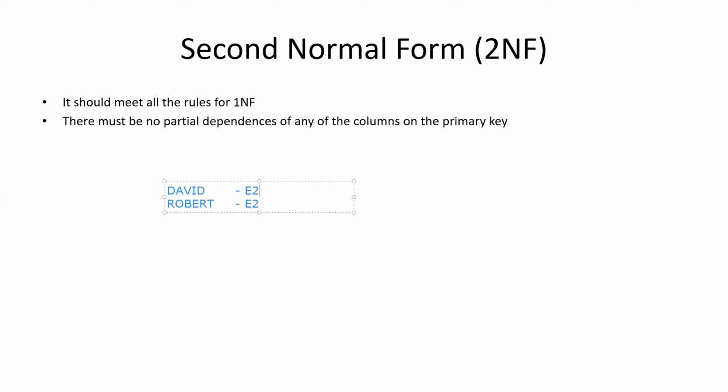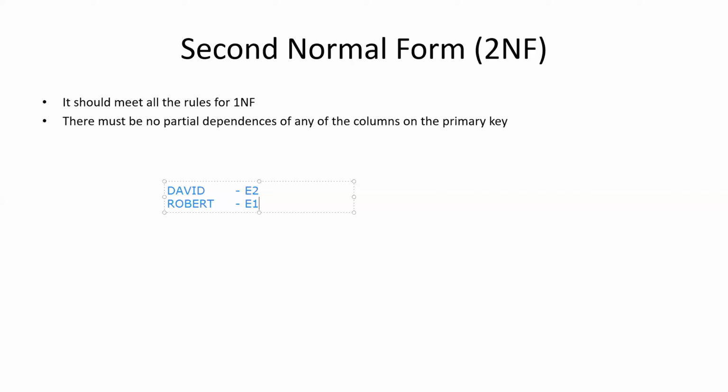Can I give E2 to David and E1 to Robert? Yes, we can definitely give. So I can give any ID to anyone out of these two. So here the point is saying that it should not be a compulsion on me that this ID should be given to this person only.